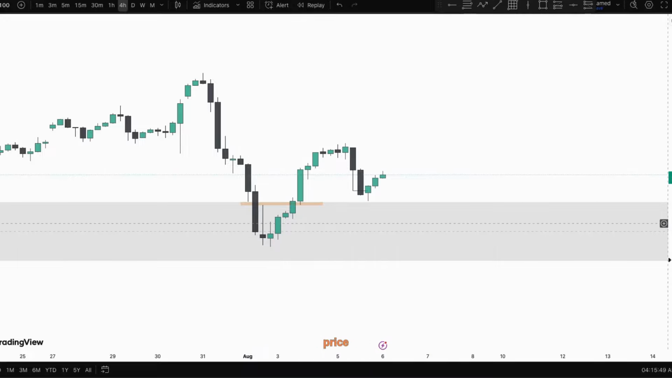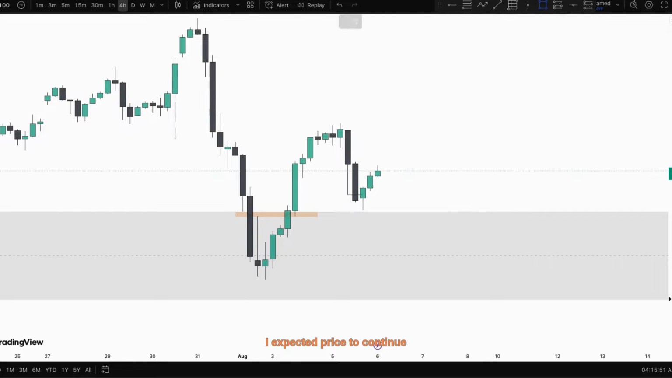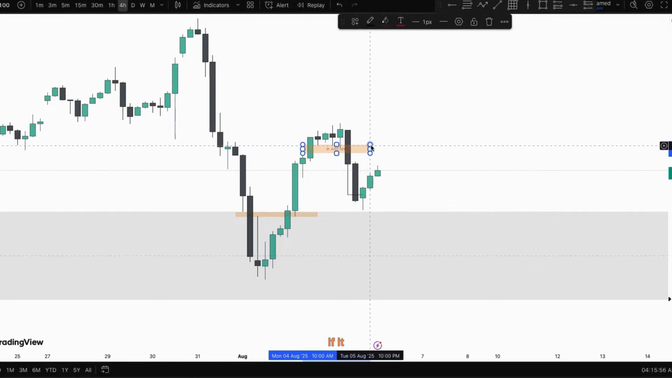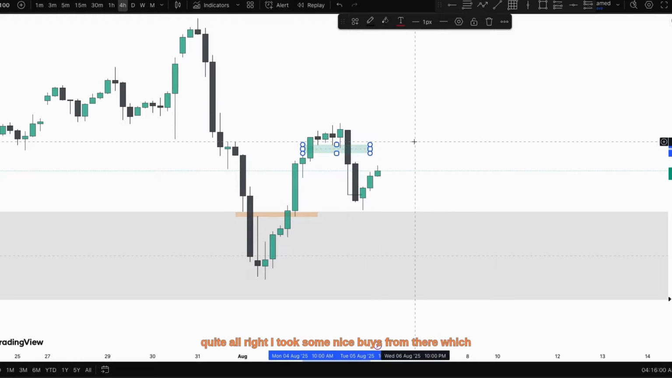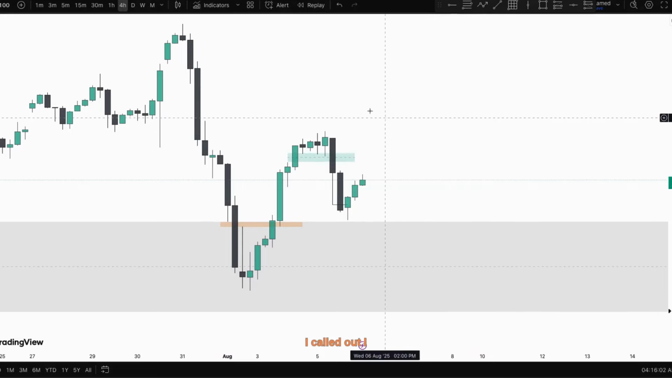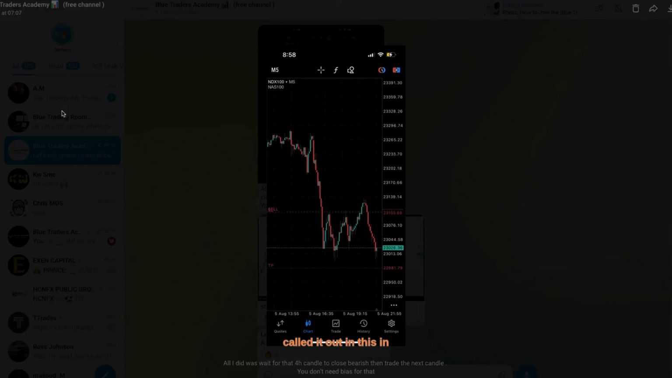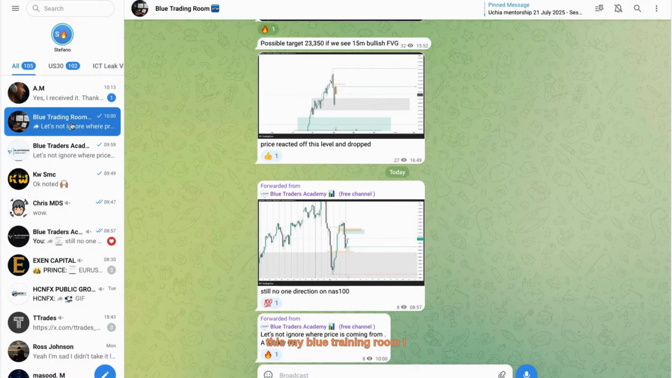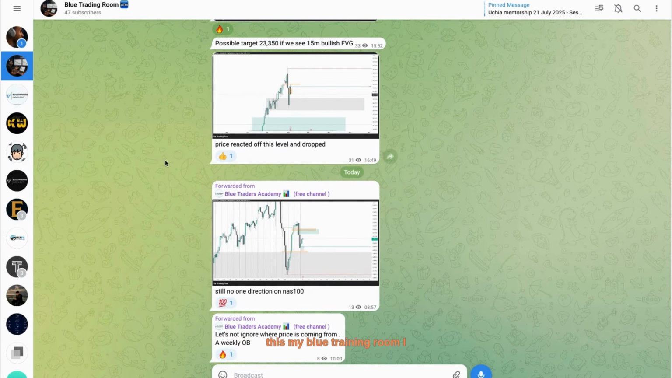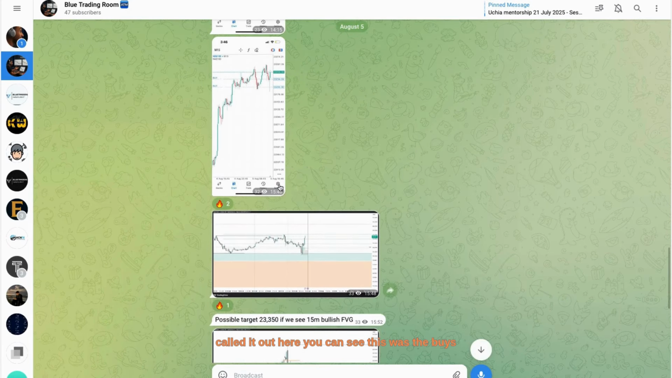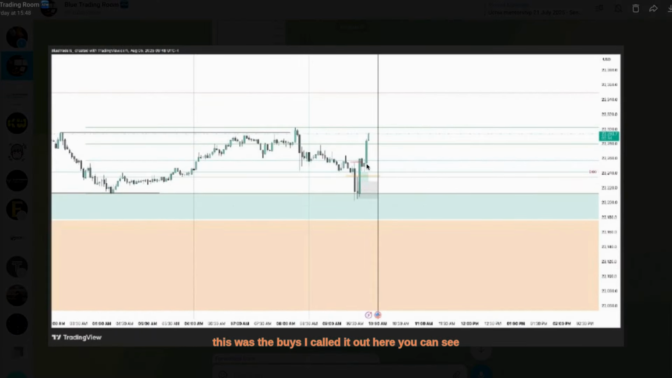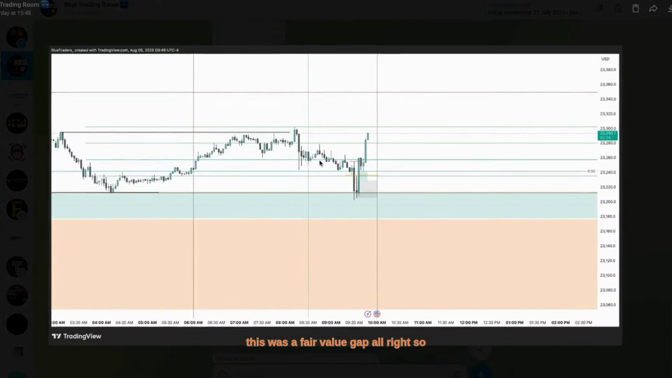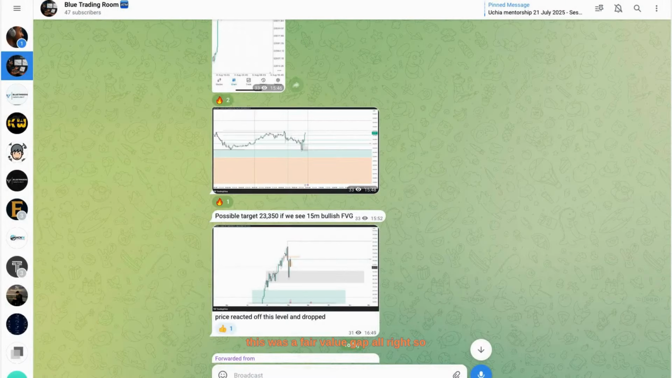So yesterday, I expected price to continue going up from here. If it wants to continue going up, I took some buys from there. I took some nice buys from there, which I called out in my blue trading room. I called it out here. You can see this was the buys, and this was the buys. I called it out here, and you can see this was the fair value gap.